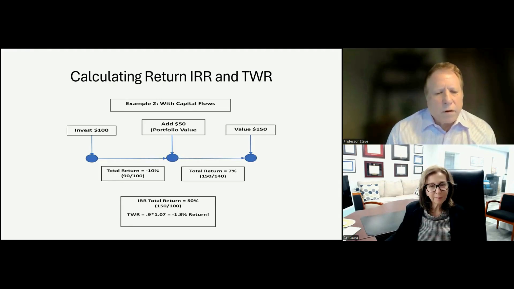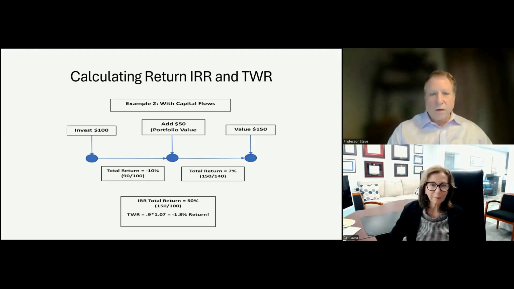What happens is in the first period, you were down 10%, but after you added the $50, you went to 140, which is the value of $90 plus the 50 you added, and then back up to 150. So your real return was the combination of the first period, which is minus 10, and the second period where you're up 7. The reality was your real return was minus 1.8%. So what you need to do is create intervals around time periods in which you either added or took money out of the portfolio to calculate the true return.